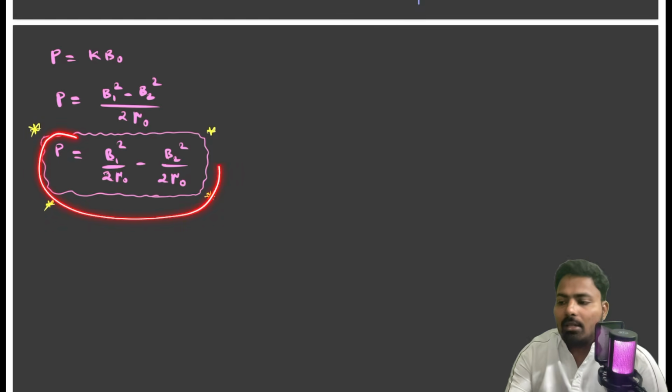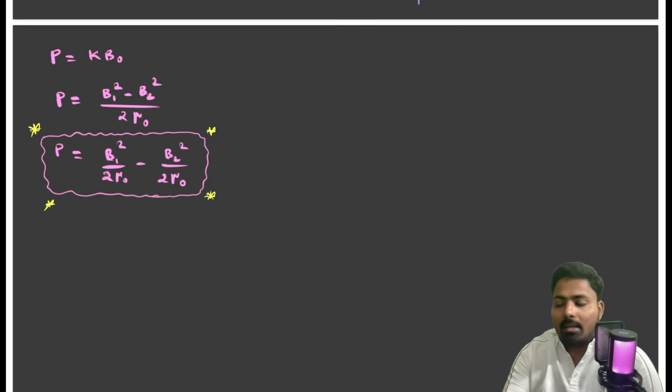So by just using this formula, we can get the pressure that is experienced by that element or the sheet, whatever is present. Any uniform current carrying sheet or surface that we have, we can directly use this formula. I hope this concept is pretty much clear for you guys.